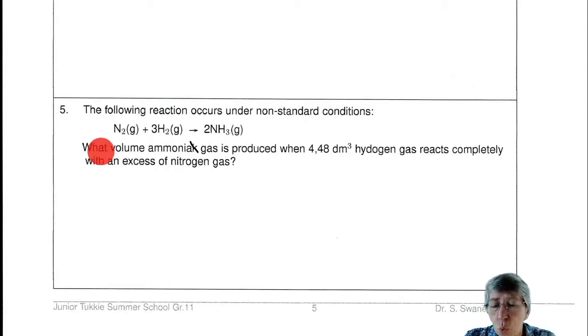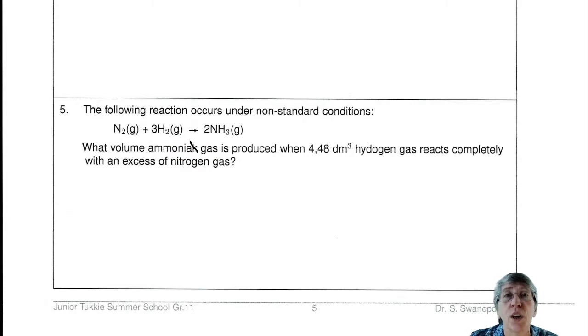And they ask you what volume of ammonia gas. So I'm looking for the ammonia gas. It is a gas, and they're looking for volume. So it's what volume of gas is produced when 4,48 cube decimeters of hydrogen gas... So we're going from a volume of gas to a volume of gas.